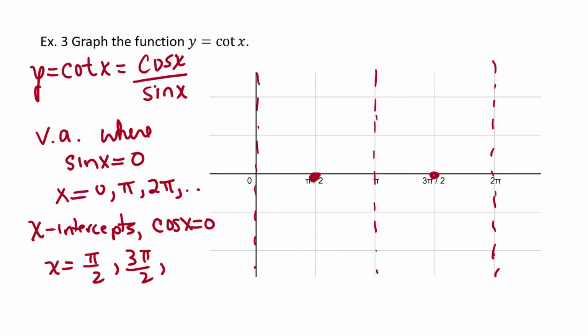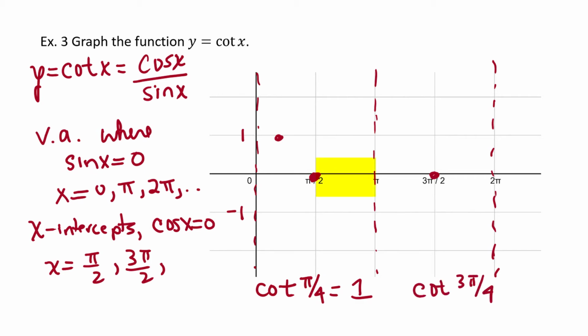The one last thing that I would like to do is find some points between 0 and pi over 2. So I'd like to evaluate the cotangent of pi over 4, and we know that to be 1. So we'll mark pi over 4, 1. And let's go ahead and evaluate the cotangent of 3 pi over 4, and that's midway between pi over 2 and pi, and that's equal to negative 1, so we'll mark that.